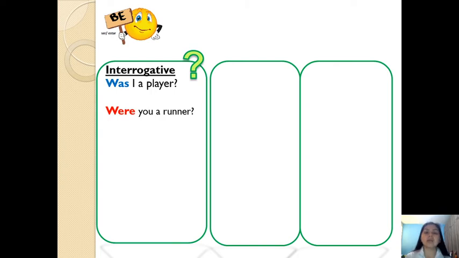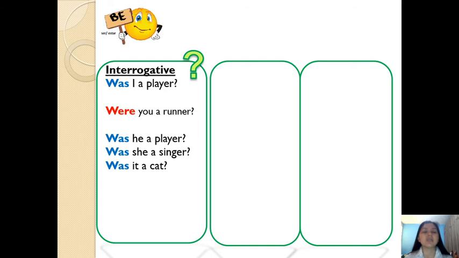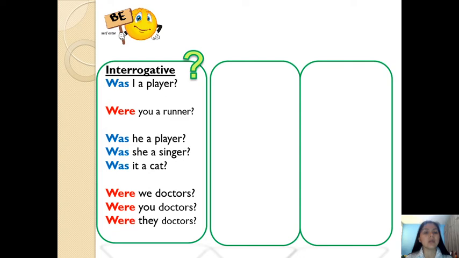In interrogative form, we will start with the verb to be in past. Yes? Verb to be in past, was, the subject, I, and the complement, a player. Same structure for all the sentences. And in plural, were we doctors? Were you doctors? Or were they doctors?